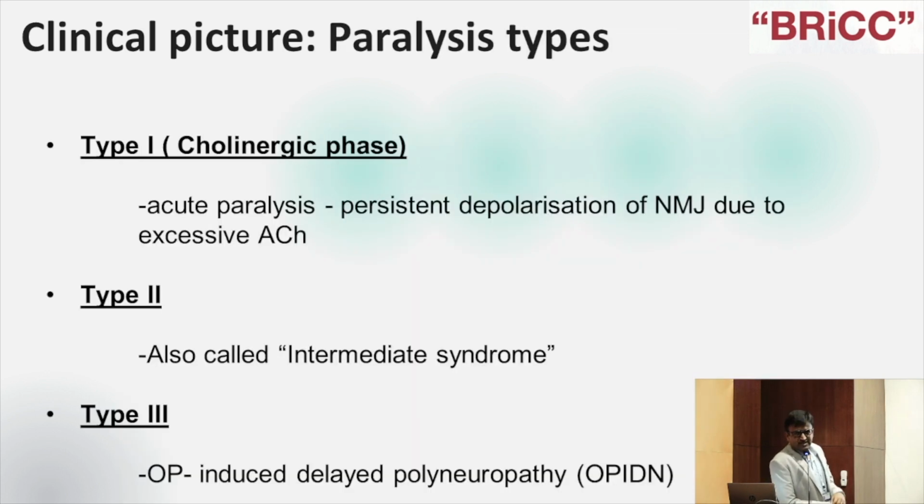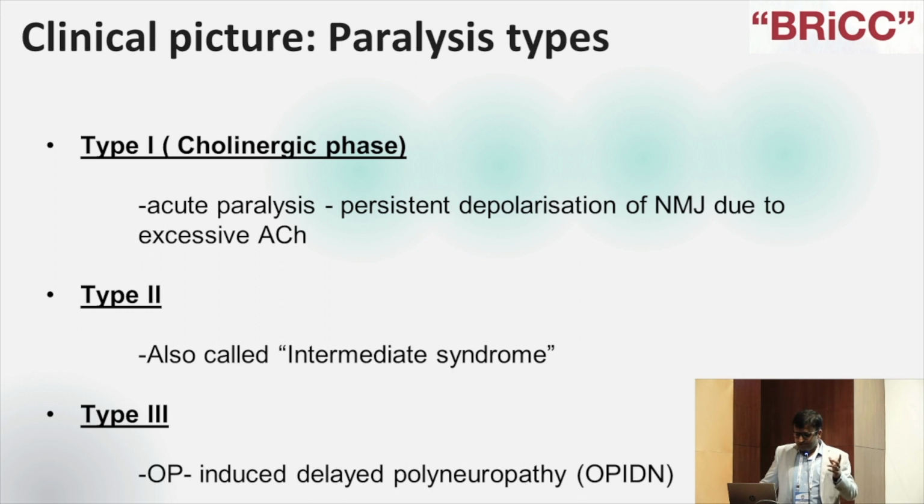Just to have some kind of classification for weakness in the literature, the weakness in context of OP poisoning is labeled as type 1, type 2, type 3. Type 1 is the initial cholinergic, what happens because of persistent depolarization because of excessive acetylcholine. So that's called type 1. Generally, most of them recover after a certain time.